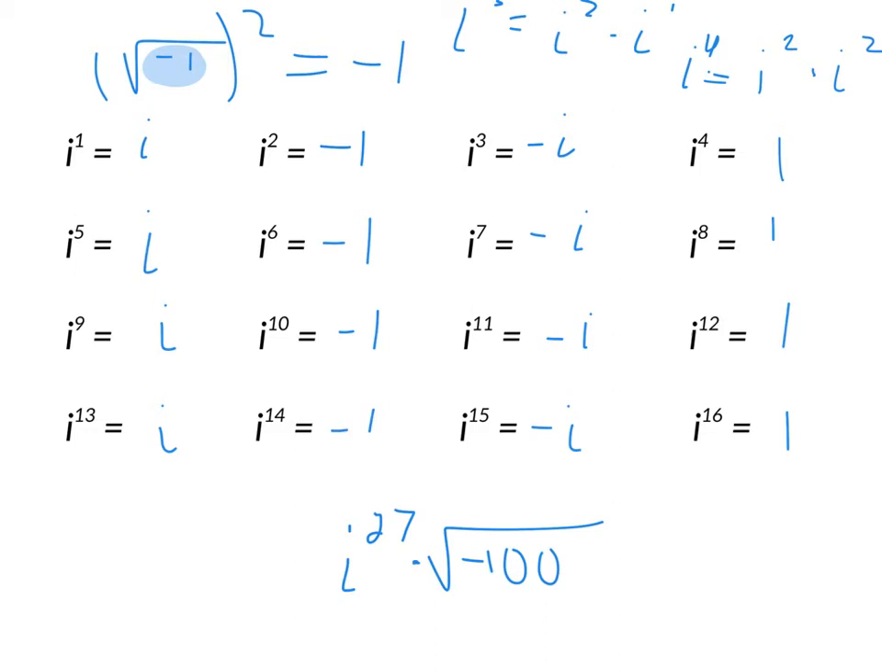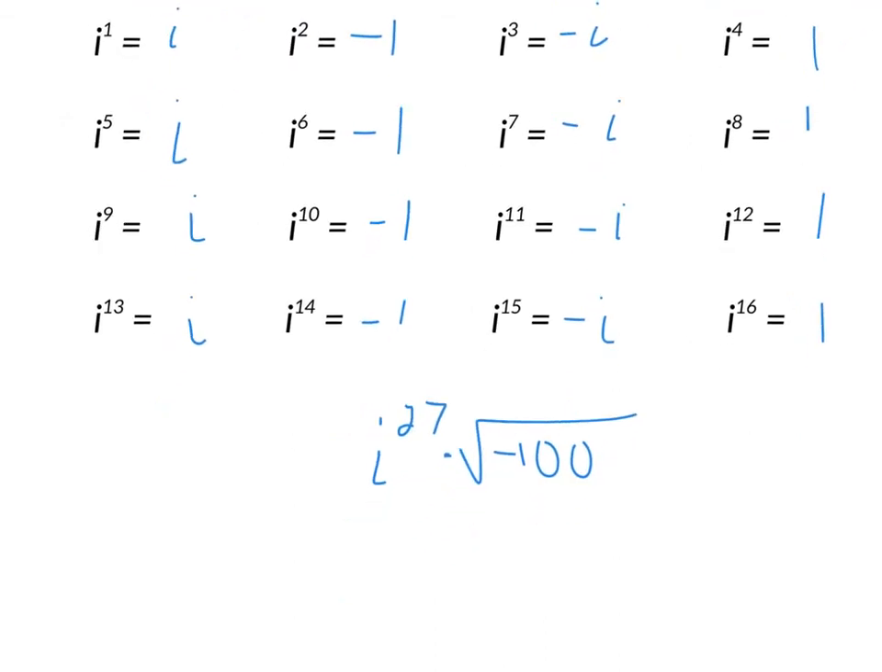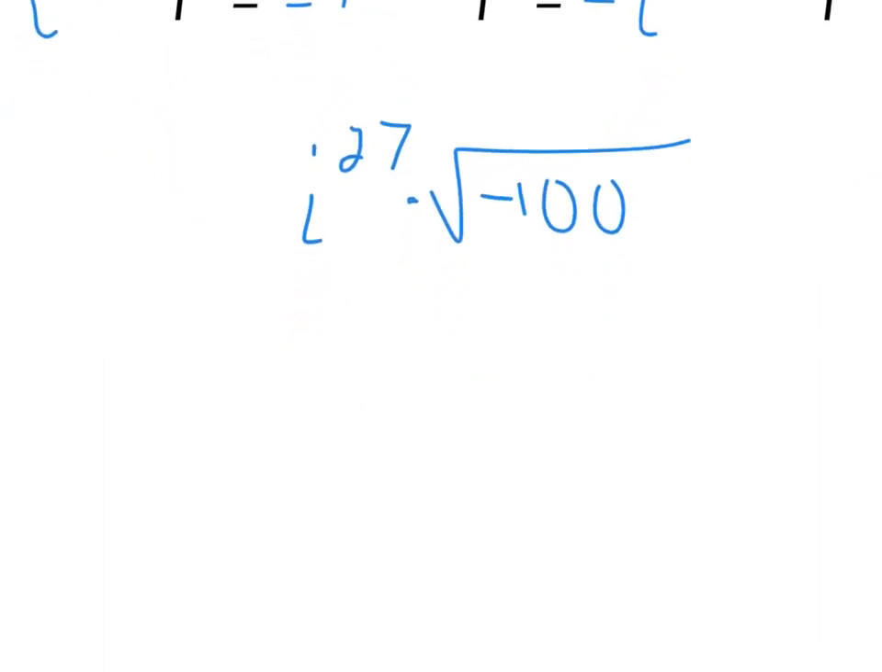So let's take a look at a problem like this here. I have a multiplication problem. I have I to the 27th power times the square root of negative 100. I want to recommend simplifying this first. Why might I do that? Well, when I take the square root of a negative number, another I is going to show up. So the square root of negative 100 will be 10I. So I'm multiplying I to the 27th times 10I.